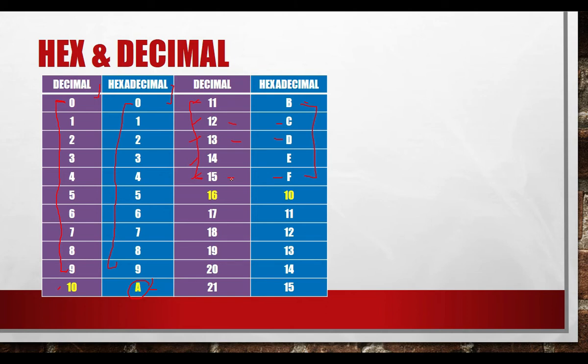So the first 10 numbers of decimal are the same as the first 10 numbers of hexadecimal. And the succeeding 6 numbers are in the form of letters in hexadecimal. And then, in decimal, 16 becomes 10 in hexadecimal, and 17 becomes 11, and so on. So this will keep on going until the 10th number.